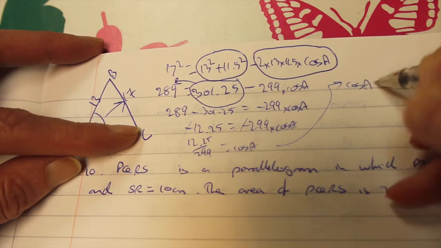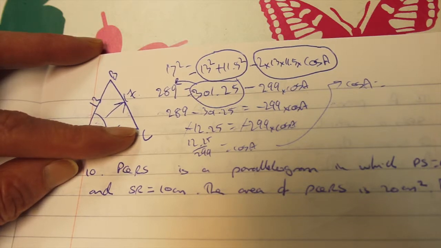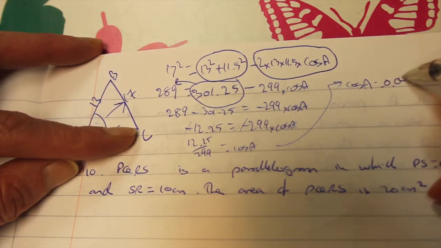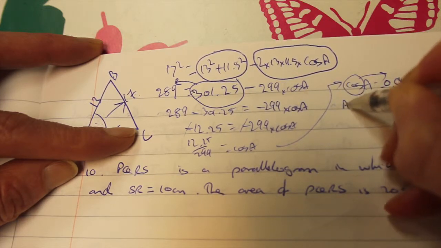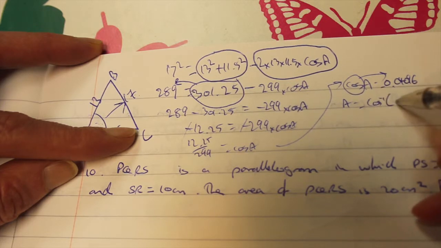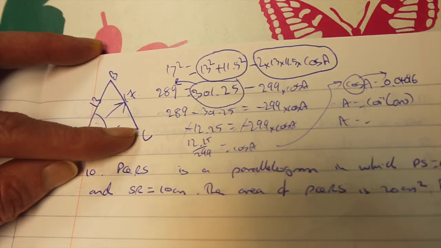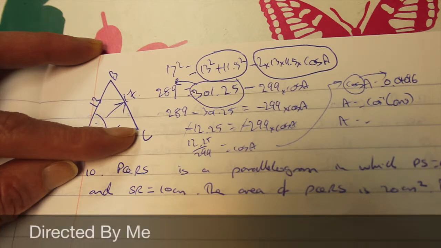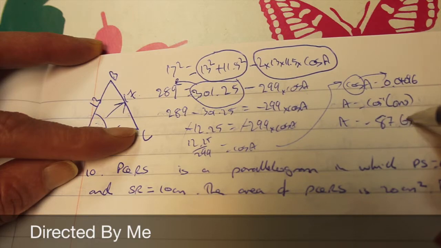We're just working that out. So cosine A is 12.25 divided by 299 to give me 0.04096. And then bring your cosine over and do inverse. Now I will go inverse answer on my calculator to keep it accurate. So shift cosine answer. The angle there is 87.65 degrees.